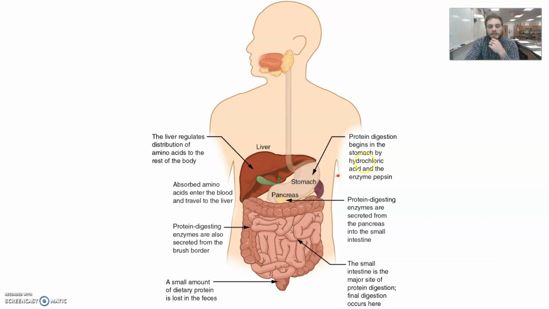Here you can see a diagram of different parts of the digestive system and the absorption and digestion of proteins. So you can see it begins in the stomach with pepsin and hydrochloric acid beginning to denature those proteins. Eventually digesting enzymes are going to be secreted by the brush border, and eventually they're going to be taken up in the small intestine.